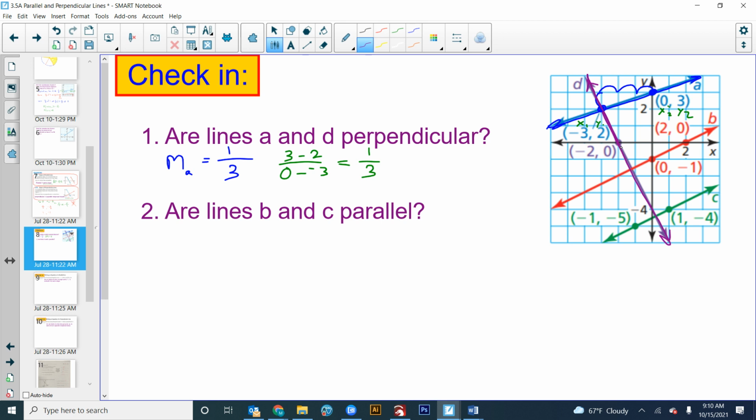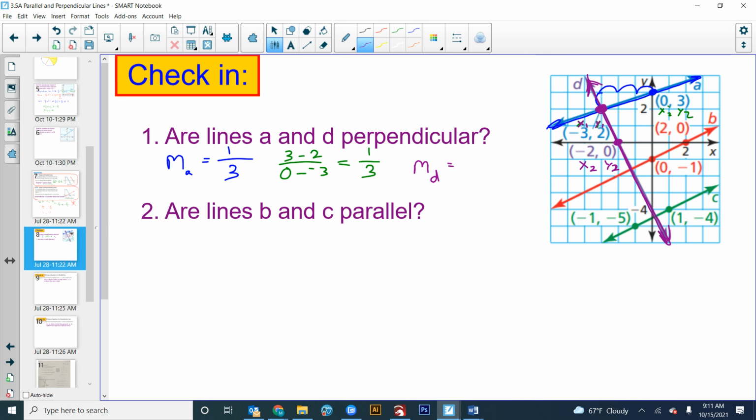Line D. Well, I need 2 points. This one's in purple. Oh, look, A and D intersect at -3, 2. So I'm going to call -2, 0 my x2, y2, and my -3, 2 my x1, y1. And yes, I know I can count rise over run, but you guys are fine at that. Let's take it up a level because you're going to need to use this slope formula the rest of your math careers. So right now we're finding the slope of line D.